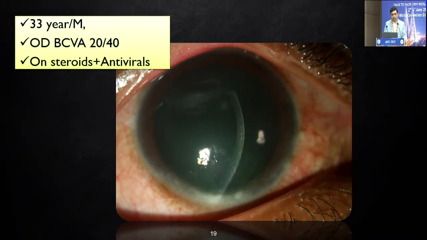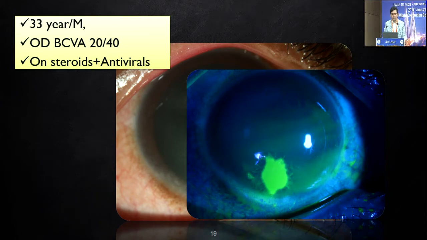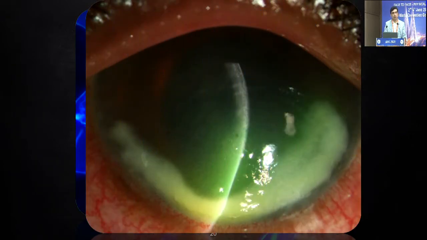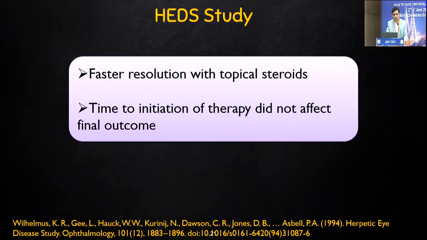Now, this patient came to us with a presentation of decreased vision and was on a steroid and antiviral combination for HSV. But when we stained, the patient had an epithelial defect. And on scraping, it turned out to be pythium keratitis. Again, not falling for the trap of diagnostic momentum, do a corneal scraping whenever you are in doubt. We stopped the steroids and the patient progressed very fast.